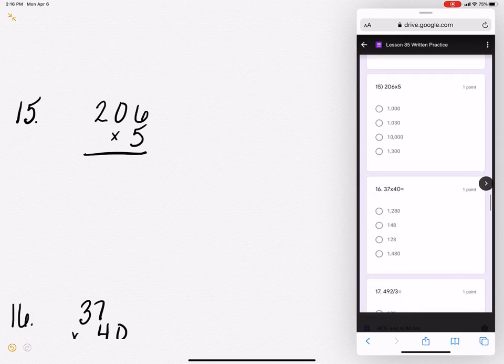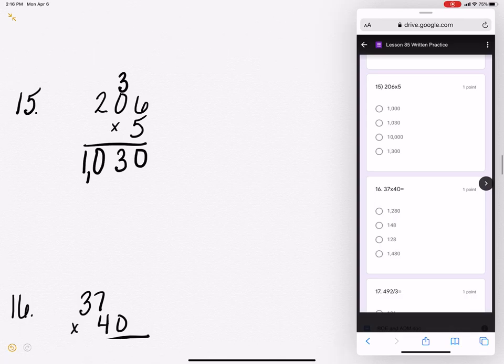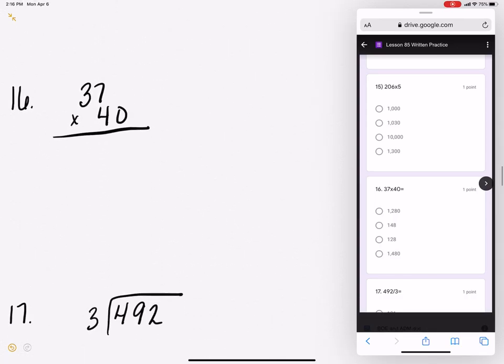206 times 5. 6 times 5 is 30. Carry your 3. 5 times 0 is 0. Plus 3 is 3. 5 times 2 is 10. 1,030. 16.